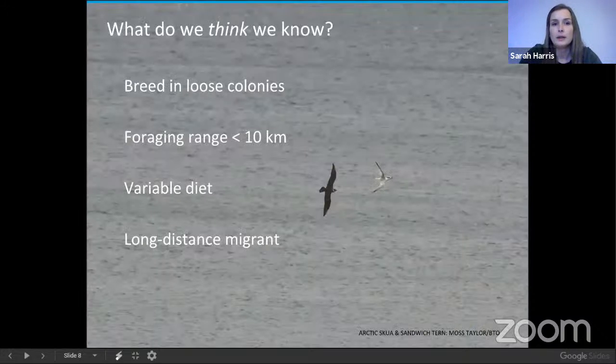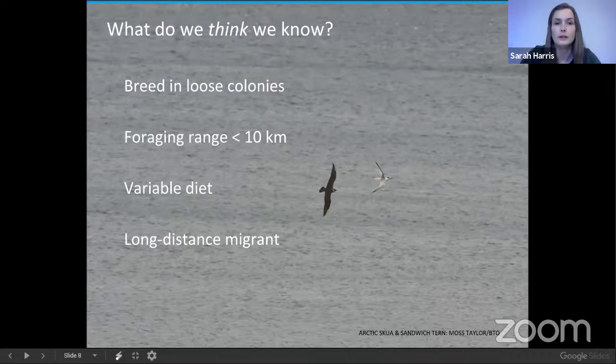From looking at these birds and their colonies, we know that sometimes they're in little clusters, but you do also get birds just out breeding pretty much on their own in some areas as well. So we say that they're breeding in loose colonies. We think that their foraging range is about 10 kilometres at most. They're staying pretty close to home during the breeding season, they've got a variable diet, and they're long distance migrants.